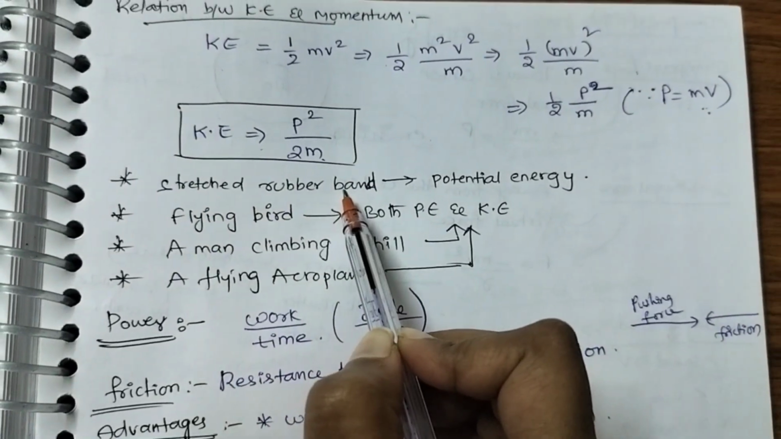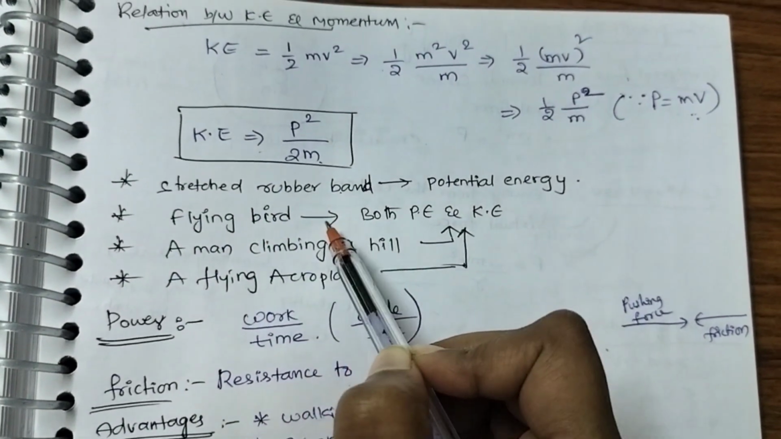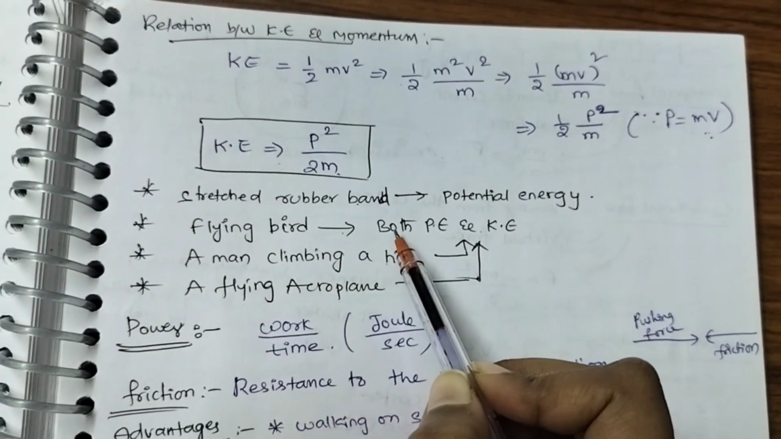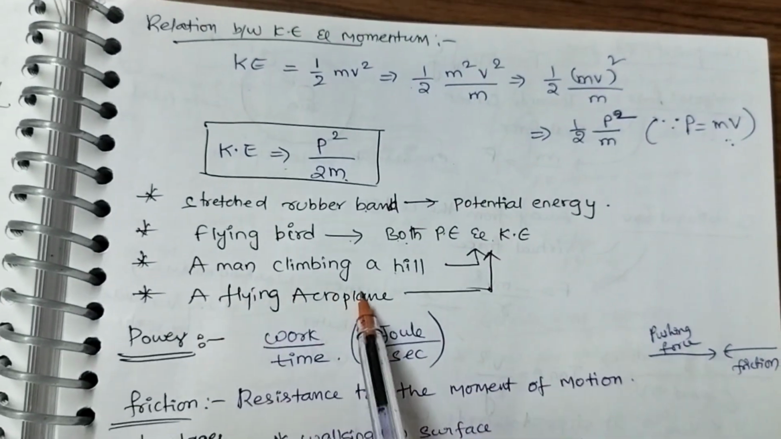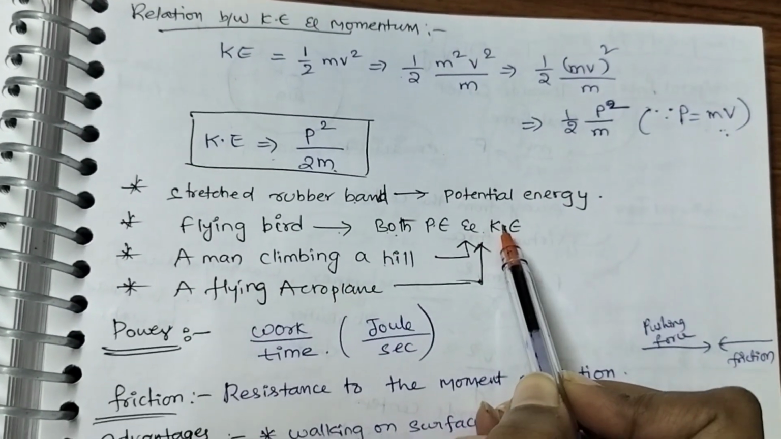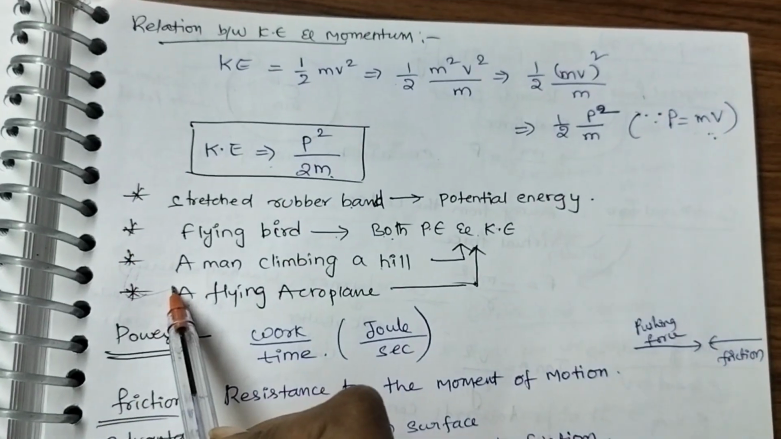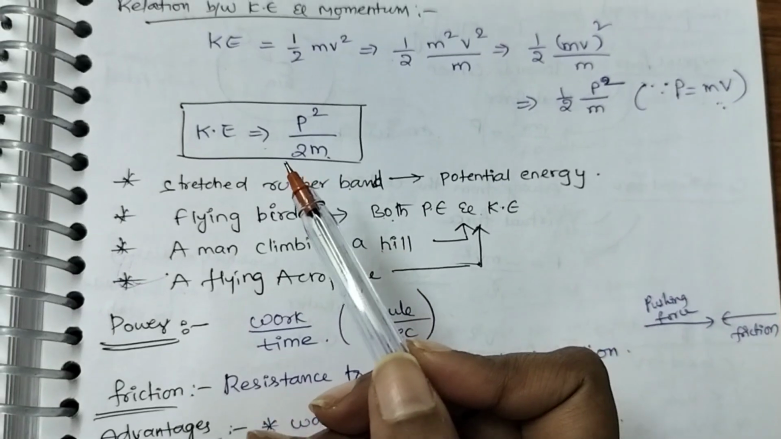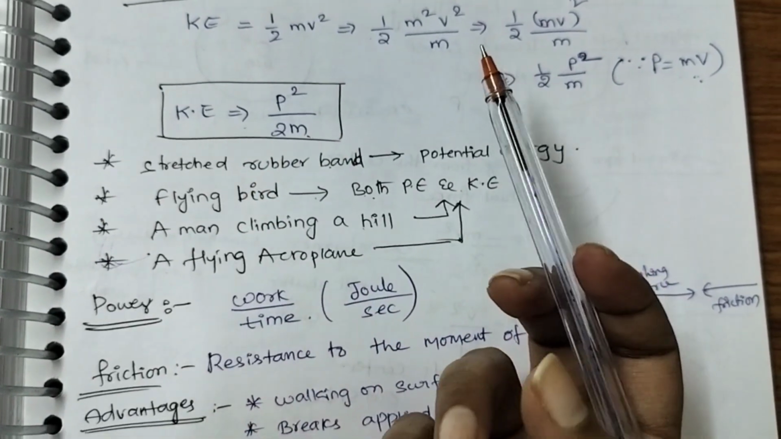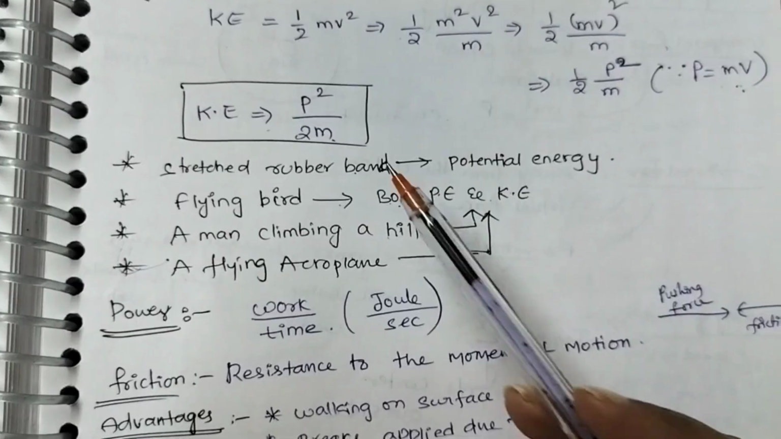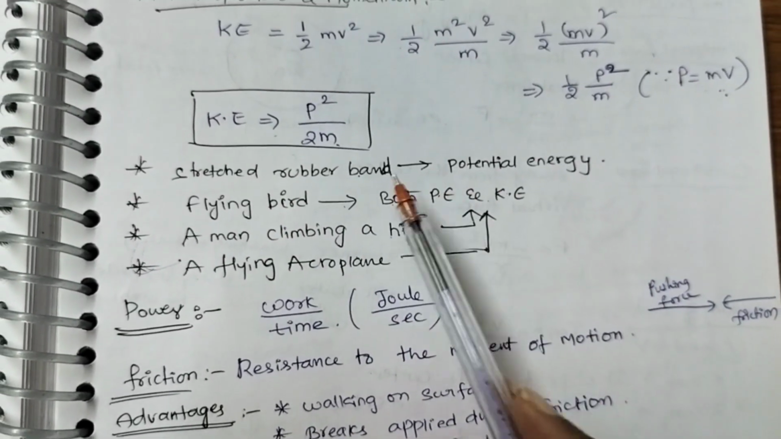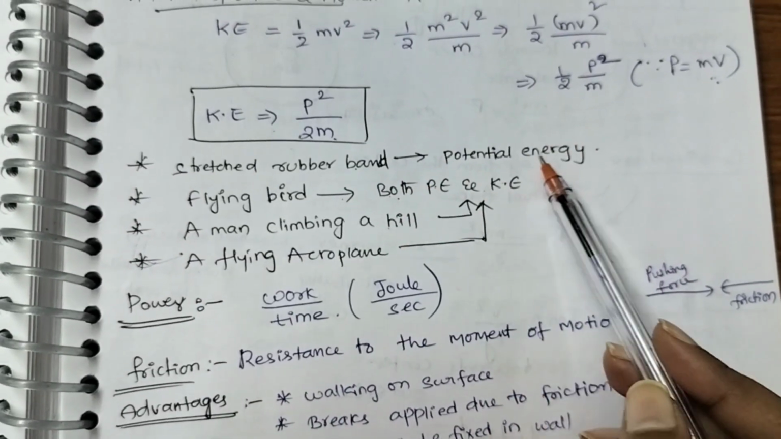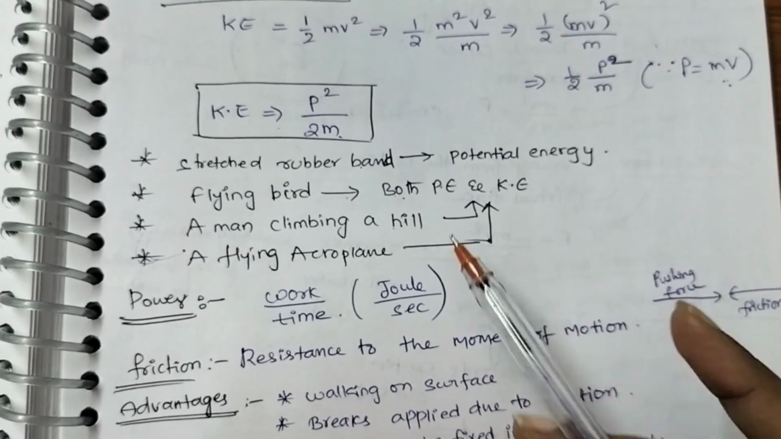Stretched rubber band is having potential energy. Flying bird is having both potential and kinetic energy. A man climbing up a hill also has both potential energy and kinetic energy. A flying aeroplane also has both potential energy and kinetic energy. These are the examples. These are frequently repeated in exams, such as which of the following possesses potential energy, or which of the following possesses both potential energy and kinetic energy, and they will give the examples. Or they can ask, the flying bird possesses which type of energy? Option A potential energy, option B kinetic energy, option C both, option D none, like that. Okay.